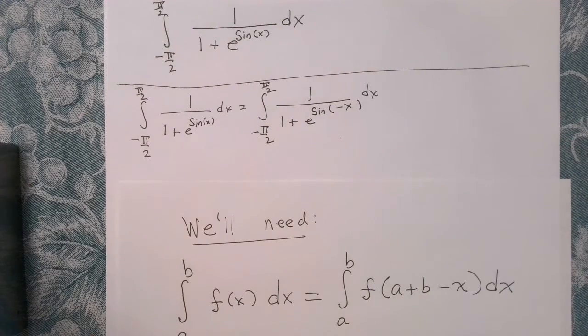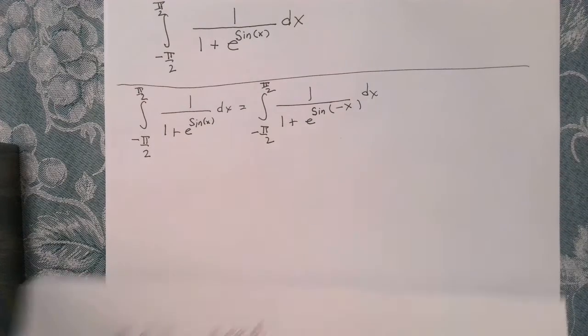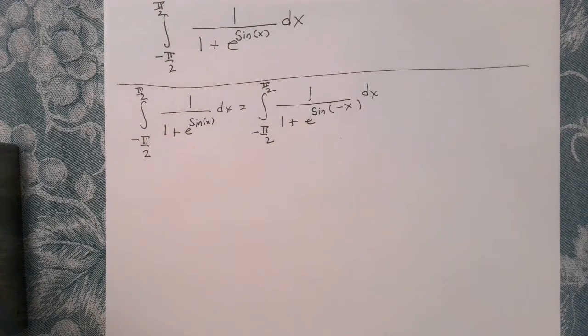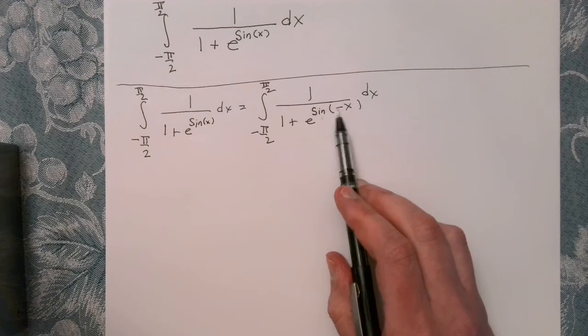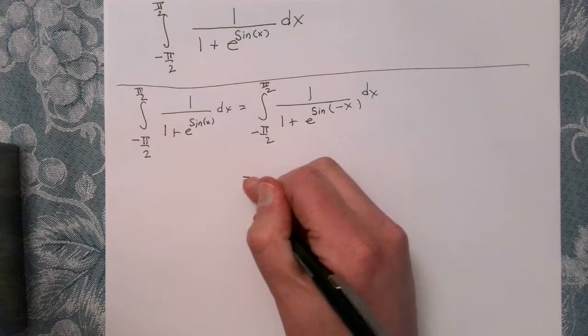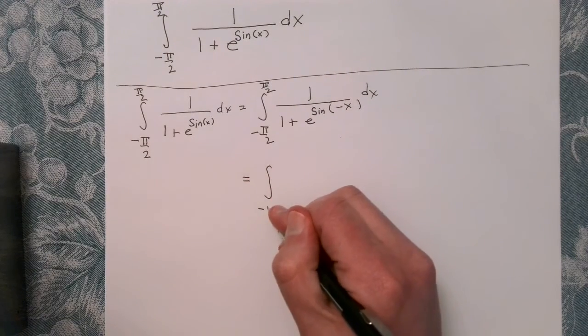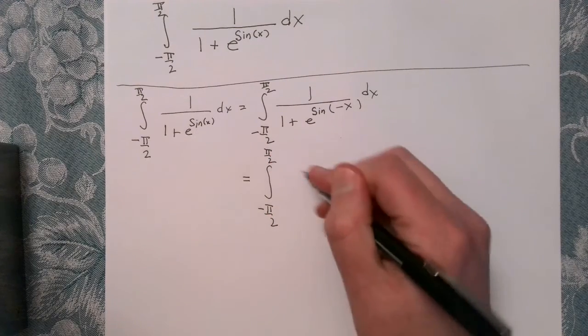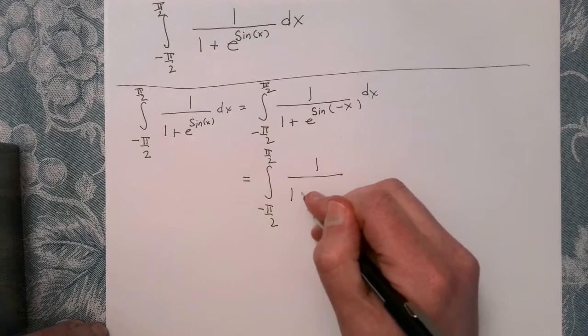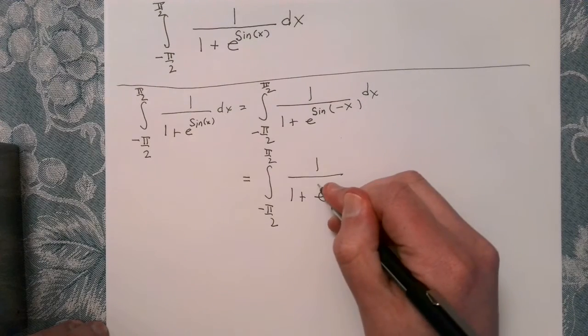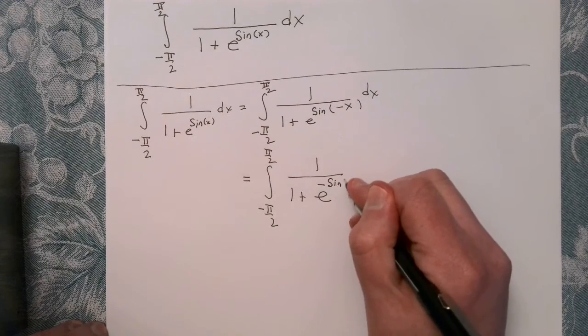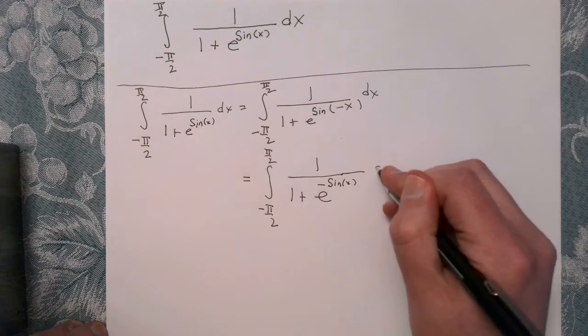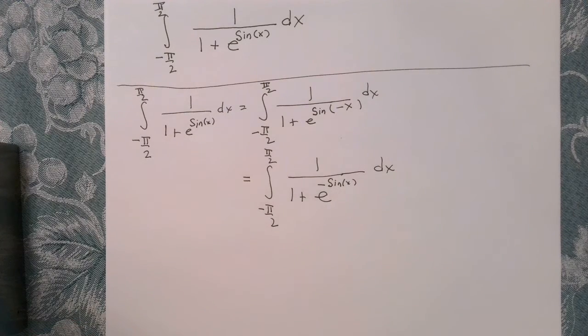And so the next thing we want to do is keep in mind that sine is an odd function, right? And so sine being an odd function means that we can rewrite this with the minus in front. So we get the following. We've got the integral from minus pi over 2 to pi over 2 of 1 over 1 plus e to the minus sine of x dx.